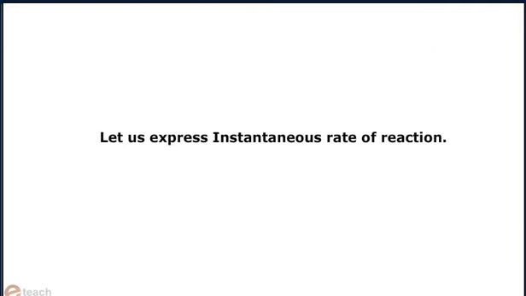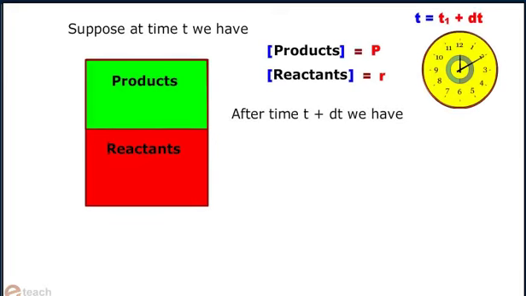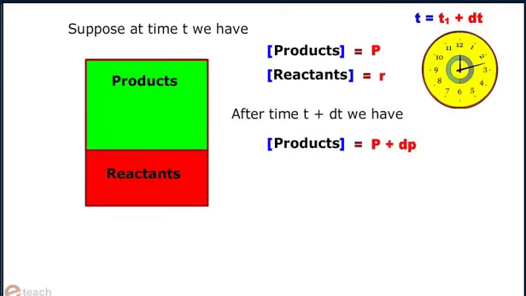Let us now express instantaneous rate of reaction. Suppose at time t we have concentration of product equal to p and that of reactant equal to r. After time t plus dt we have concentration of product equal to p plus dp and that of reactant equal to r minus dr.